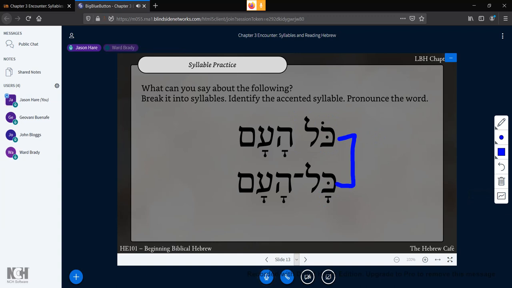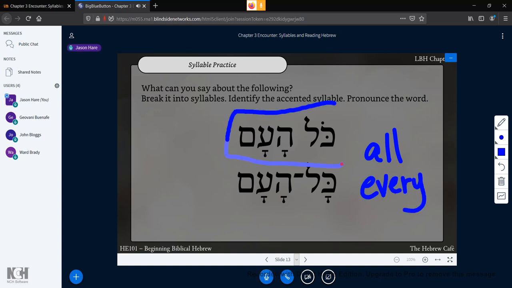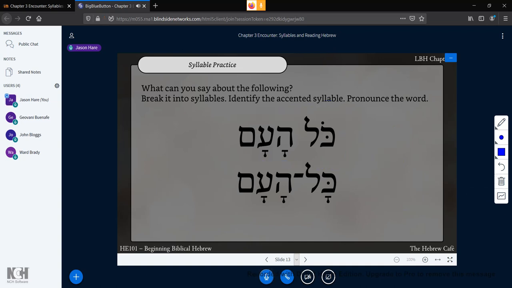These are pronounced the same. They both mean all or every. Kol ha'am. This is kol ha'am, all the people. When they received the Torah on Mount Sinai, all the people were at the foot of the mountain. Kol ha'am. Okay, how would this be distinguished from the second form?